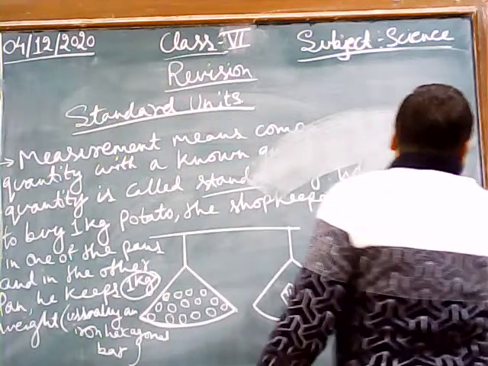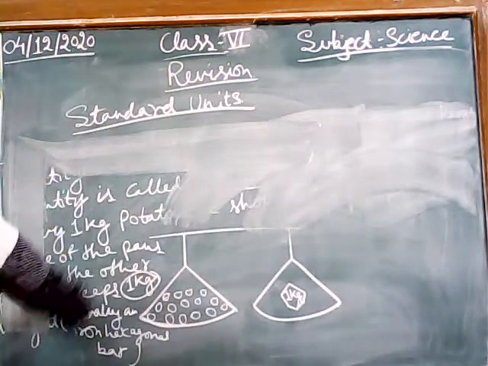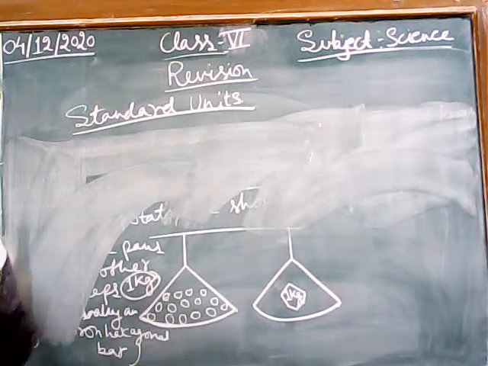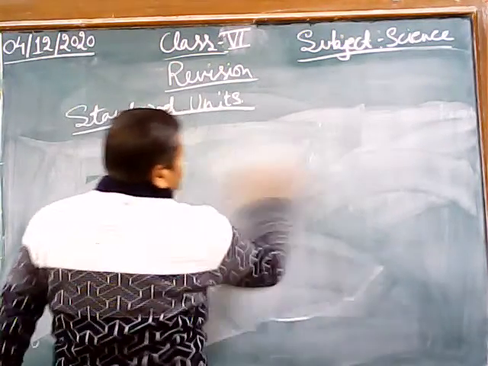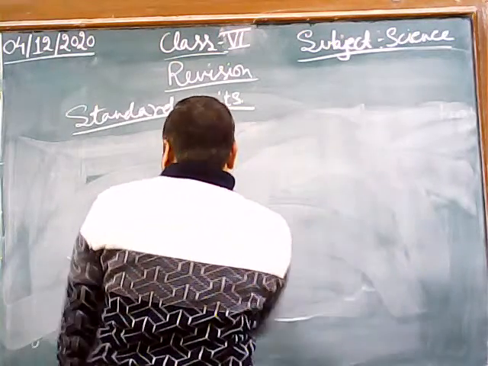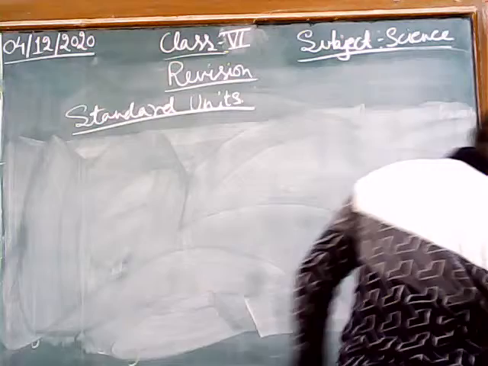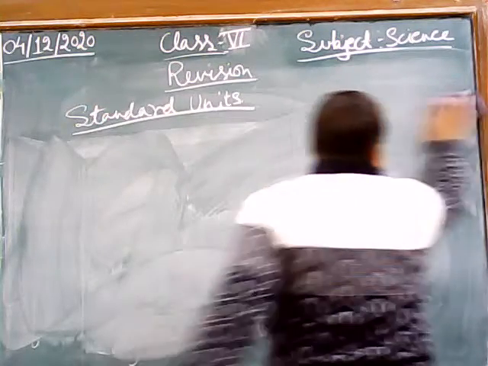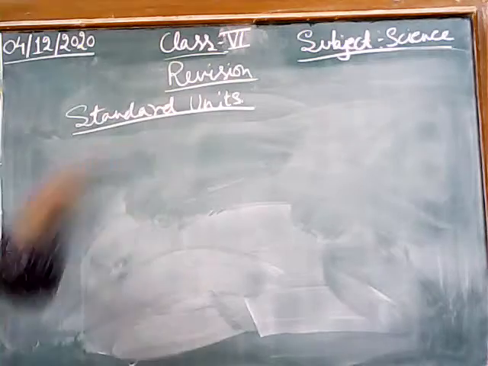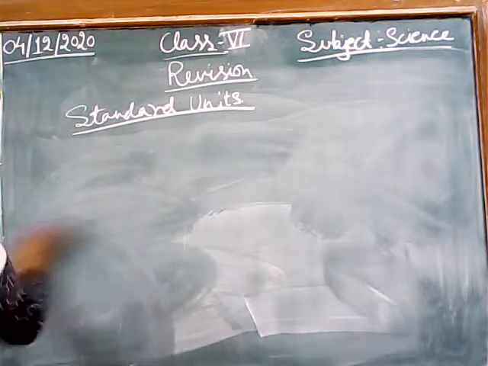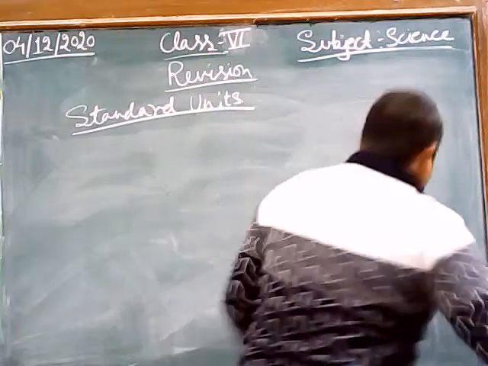Similarly, suppose we want to measure the length of a piece of wood, we will use a scale or measuring tape. Okay, so we will put it like this. These are called standard units, which are used to compare the unknown quantity.